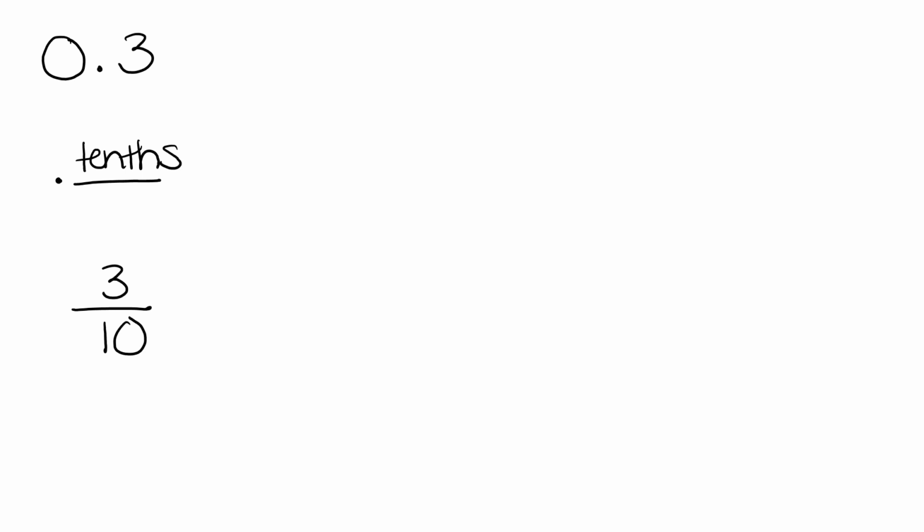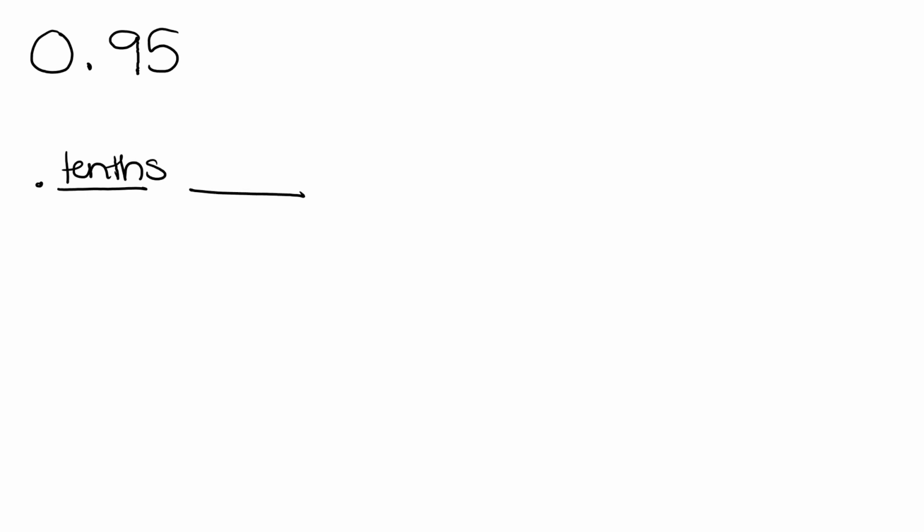For number 3, we have the decimal point 0.3. As I mentioned before, the first place value is known as the tenths place. So when we write our fractional answer, we write it as a fraction of 3 over 10. We cannot simplify 3 over 10 because no number goes into 3 and 10 evenly, and so the fraction answer stays 3 over 10.